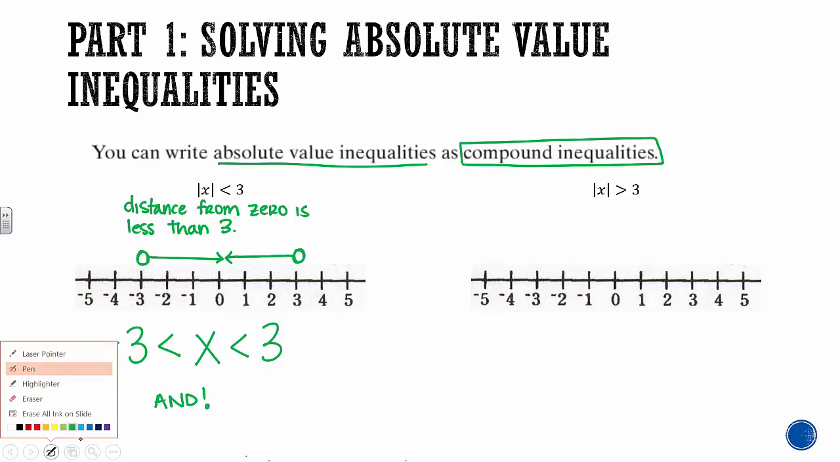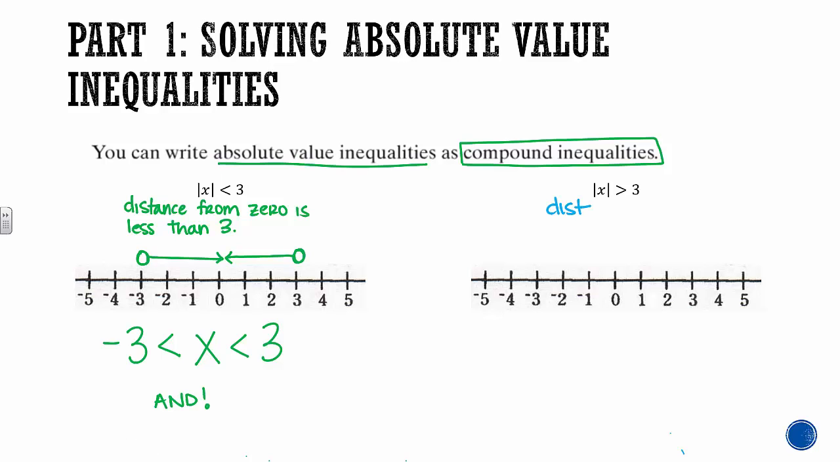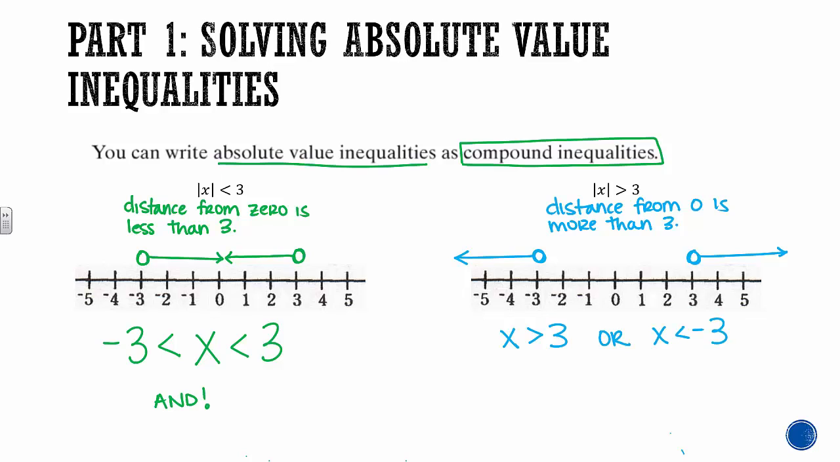Now if we look at this other one, we have that the absolute value of x is greater than 3. That means that the distance from 0 is more than 3. So again, go back to the number line. We can't equal 3, but a distance more than 3 would be anything this way. And then also we have the opposite side of the number line. If they're anywhere this way, they have a distance that's more than 3. So the solutions to this are any numbers that are greater than 3 or any numbers that are less than -3. So this is an or equation.